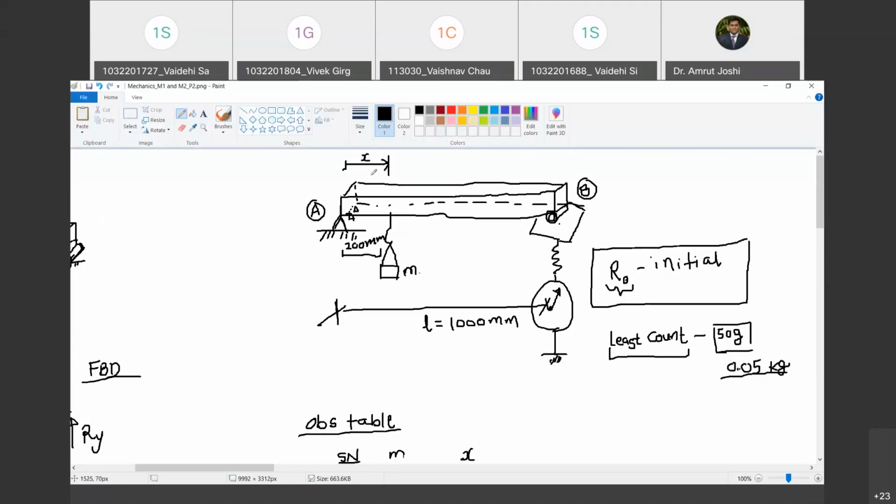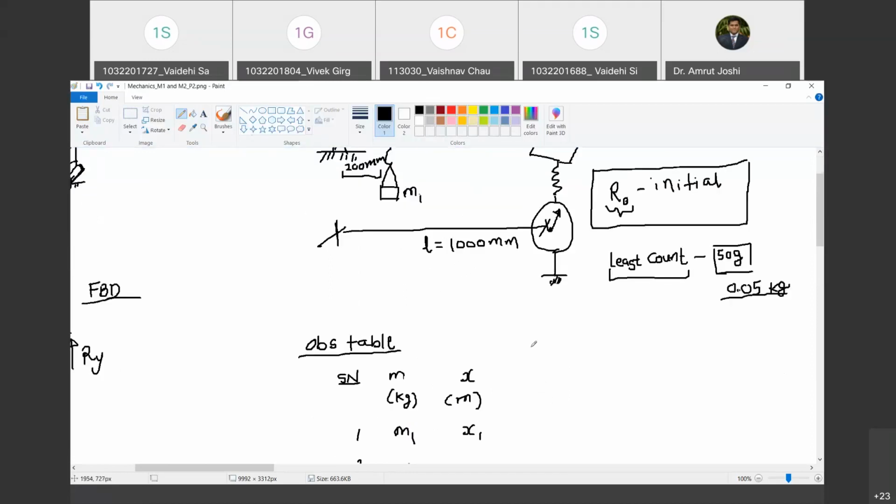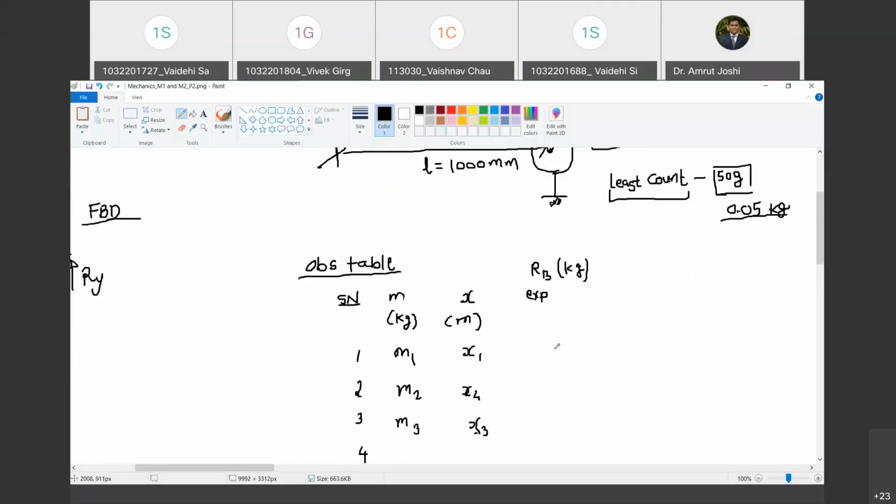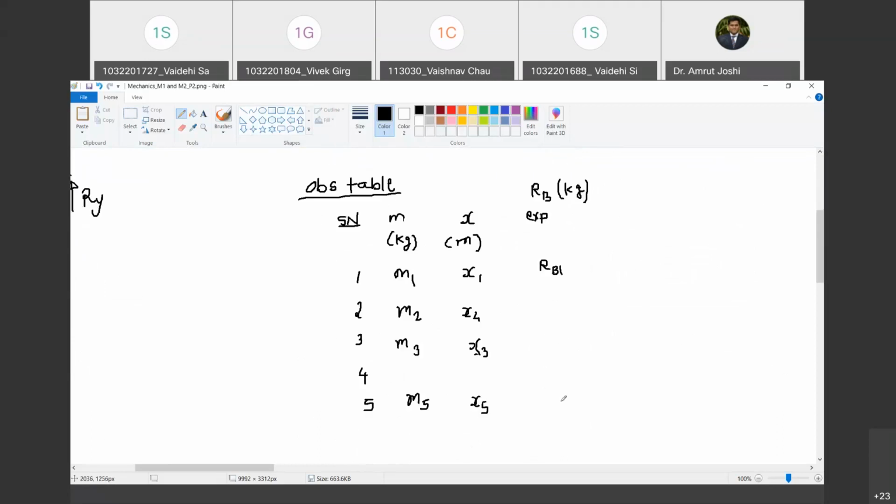And what are you going to do? For a given trial, let us say the first reading, you have mass m1 and you have this as x1. Happy? Yes. You are going to measure the reading on this spring balance and you are going to report that as the value of RB, which is experimentally measured. Happy? Yes, sir. But this value will be in kg because the spring balance shows the reading in kg. So you will measure that value and mention it as RB1 to RB5.